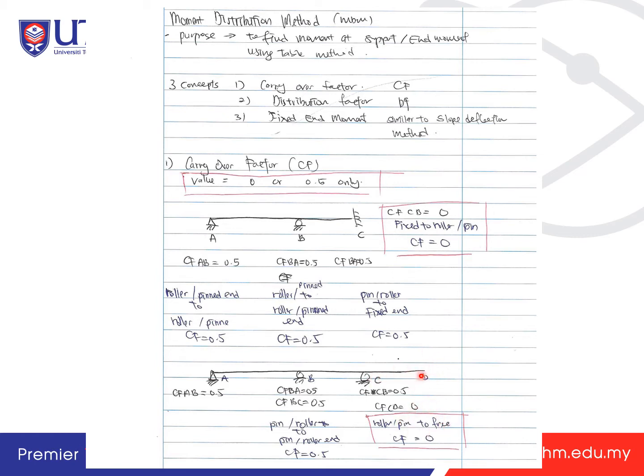This is a cantilever here, which means you have no joint there, so you will not distribute or carry over to this D. So it's 0 when you have a free end here.